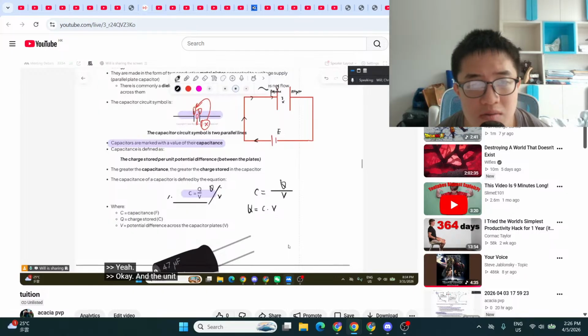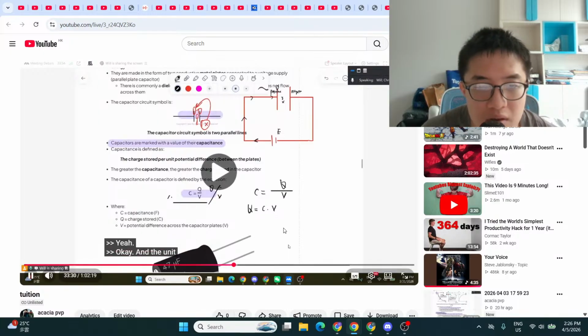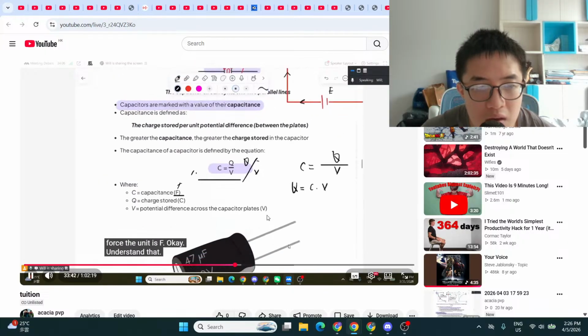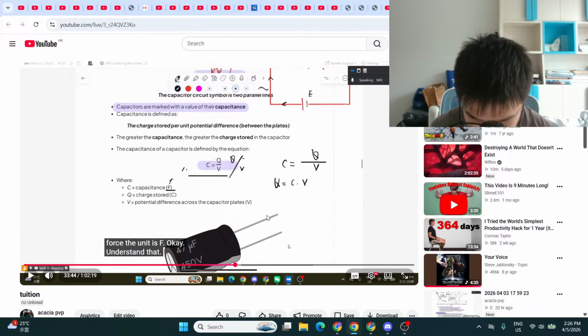It's the charge per unit potential difference. Remember the unit. The capacitance unit is F. Okay, not force. The unit is F. Okay, understand that? Farad, right?